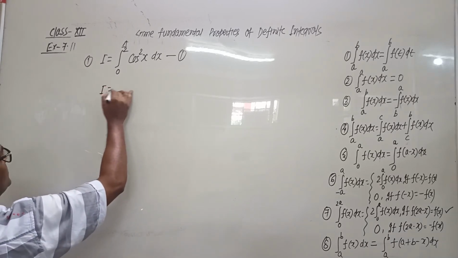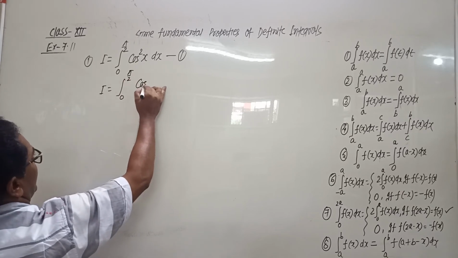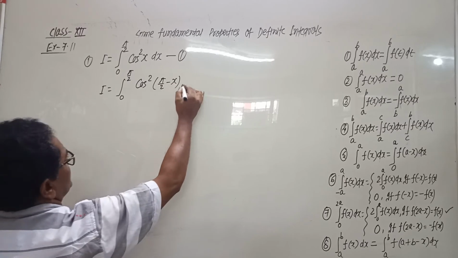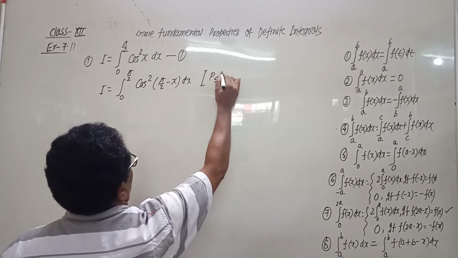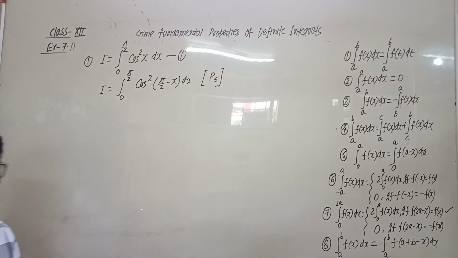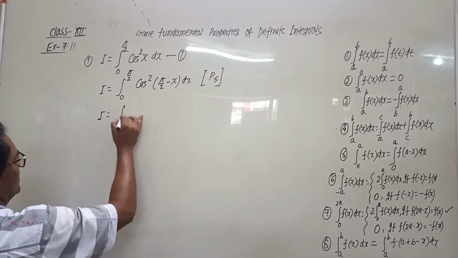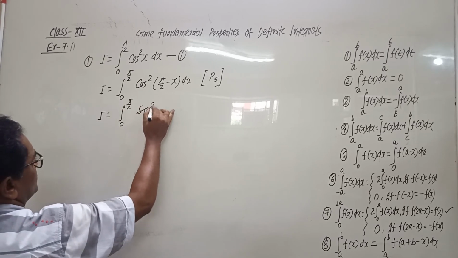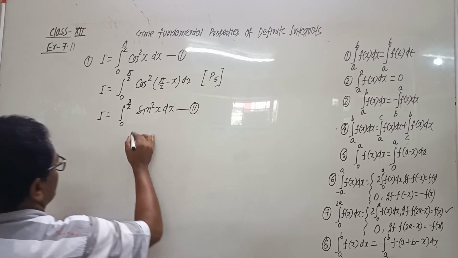So I equals integral 0 to pi by 2. This is written as cos square of pi by 2 minus x dx. Here we are using property number 5, P5. So cos of 90 minus theta is sin theta. So this expression becomes integration 0 to pi by 2 of sin square x dx. Name it second equation.